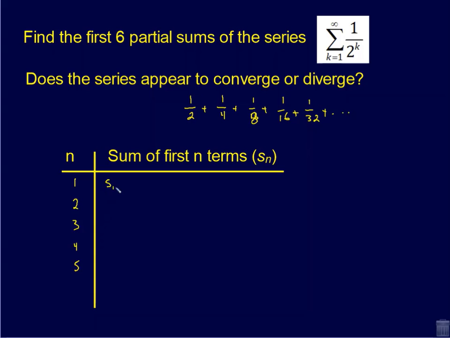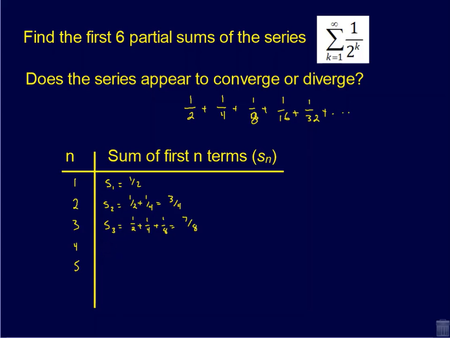So the sum of the first number only is 1/2. The sum of the first 2 numbers is 1/2 plus 1/4, which is going to make the answer 3/4. The sum of the first 3 numbers is going to be the previous sum 3/4 plus 1/8, which is going to make the answer 7/8.